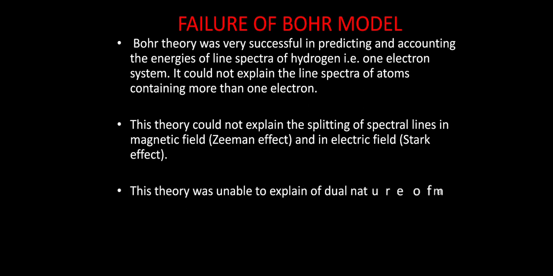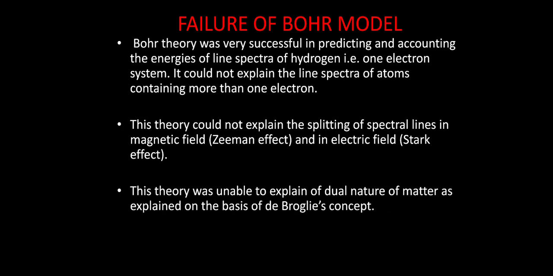The major limitation of the Bohr model came from the de Broglie equation or de Broglie concept, according to which an electron or matter will always have a dual character, that is the wave character as well as the particle character. According to the Bohr model, the electron was considered as a particle, not as a wave. So Bohr theory could not explain the wave nature of electron, or the dual nature of matter.